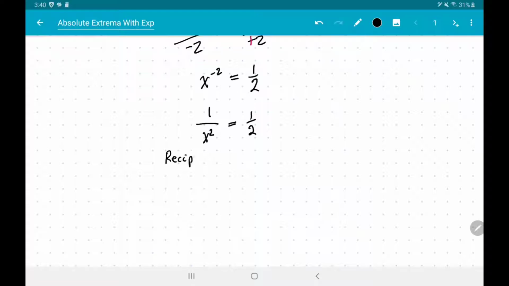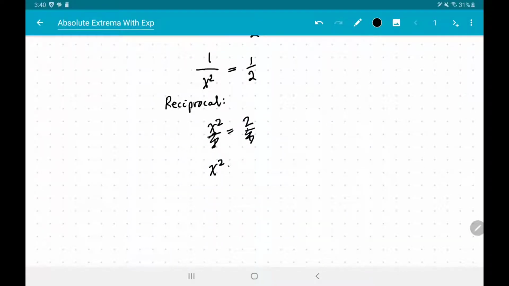Now you can take the reciprocal of both sides. That means just flip the fractions over. That takes us to x squared over 1 equals 2 over 1. We really don't need denominators of 1. We can just remove those, and that leaves us with x squared equals 2. This is starting to look much more promising. What are the solutions to x squared equals 2? Well, x equals plus or minus the square root of 2.